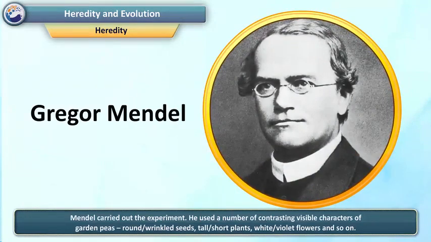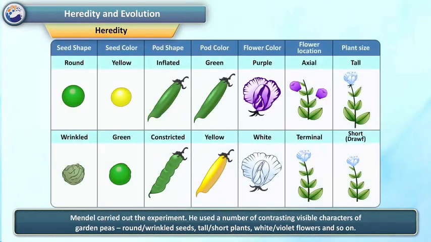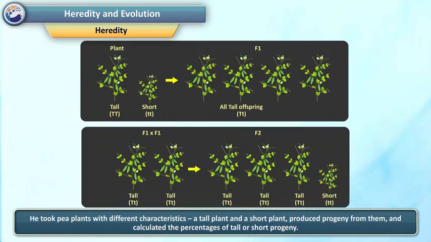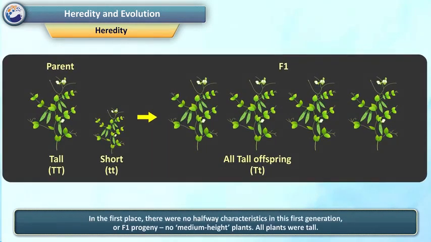Mendel carried out the experiment. He used a number of contrasting visible characters of garden peas: round or wrinkled seeds, tall or short plants, white or violet flowers, and so on. He took pea plants with different characteristics, a tall plant and a short plant, produced progeny from them, and calculated the percentages of tall or short progeny. In the first place, there were no halfway characteristics in this first generation, or F1 progeny, no medium height plants.